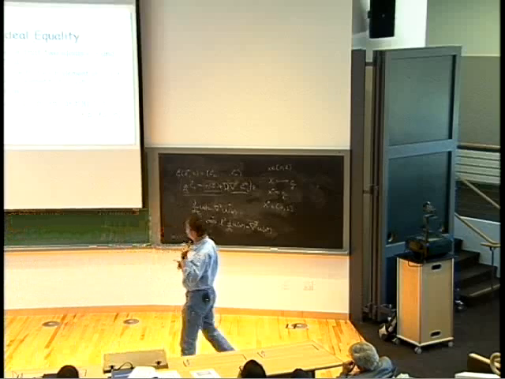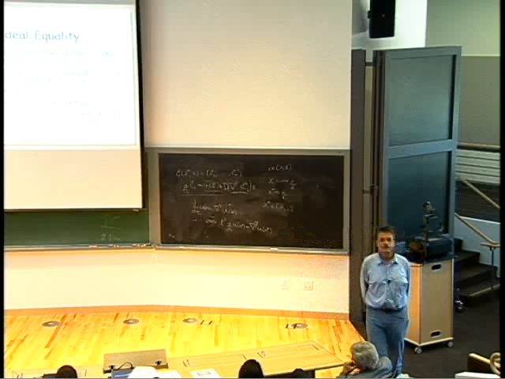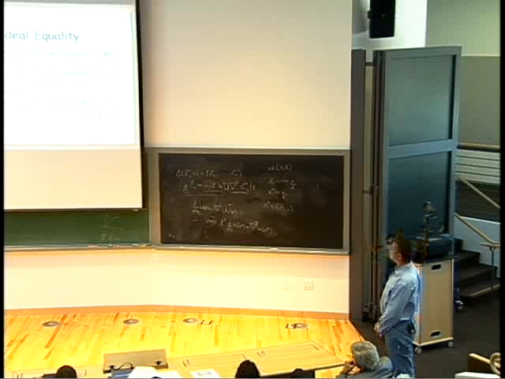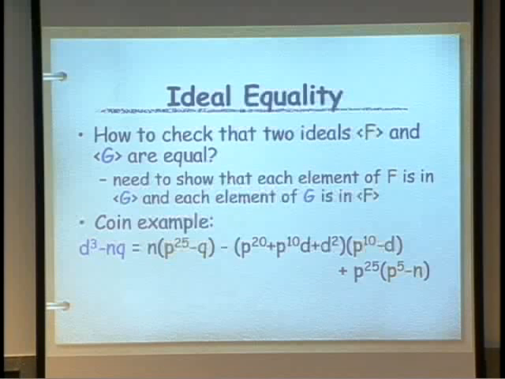So how do you check that two sets of polynomials generate the same ideal? How do you check that brown F and blue G generate the same ideal? Well, I need to show that every element in brown F is a linear combination of the elements in G, and conversely, that every element in G is a linear combination of F.